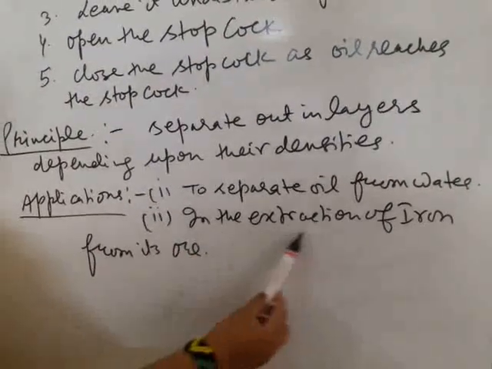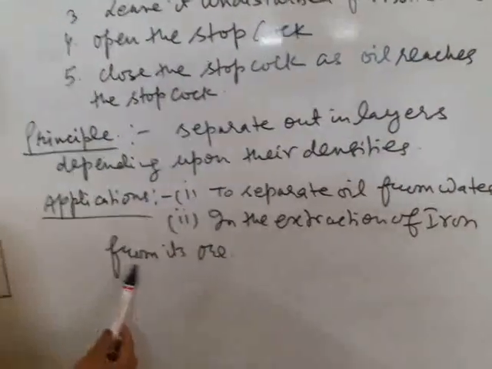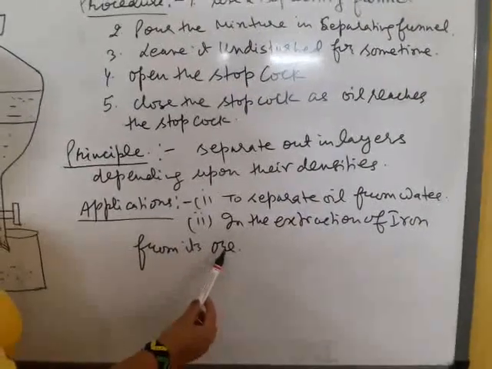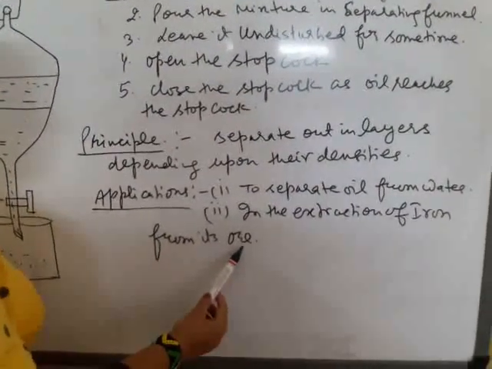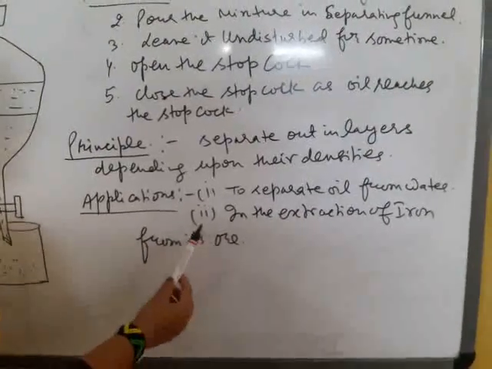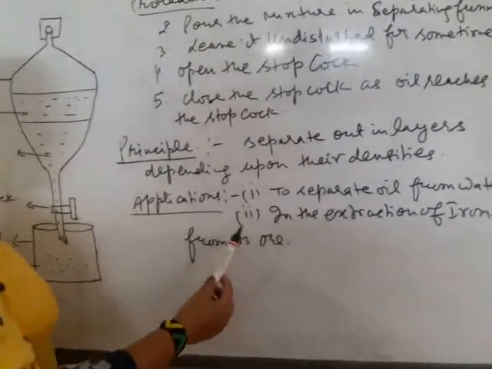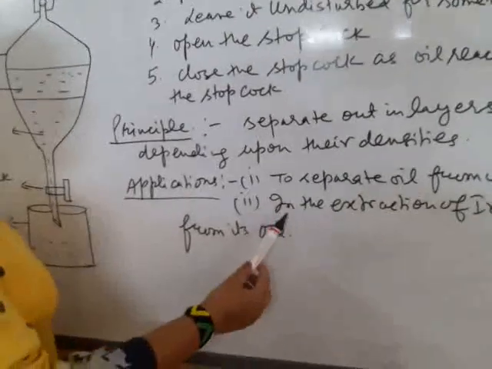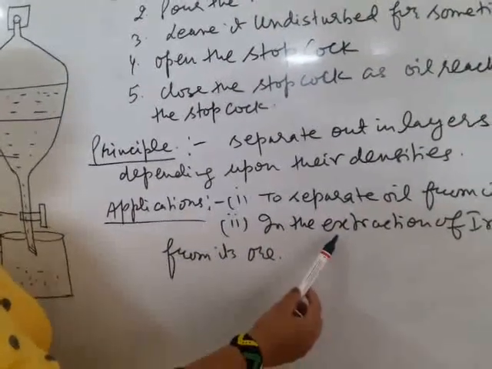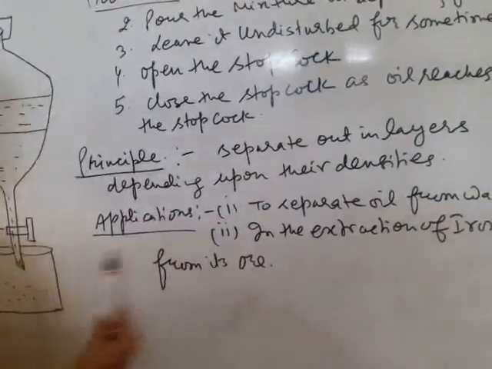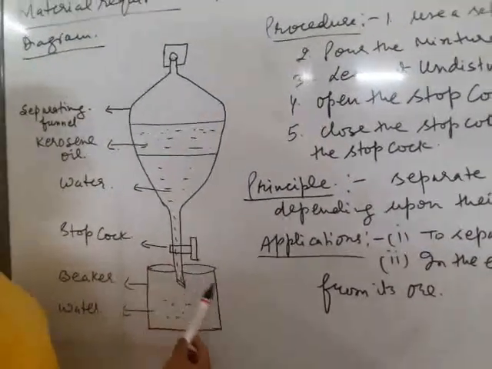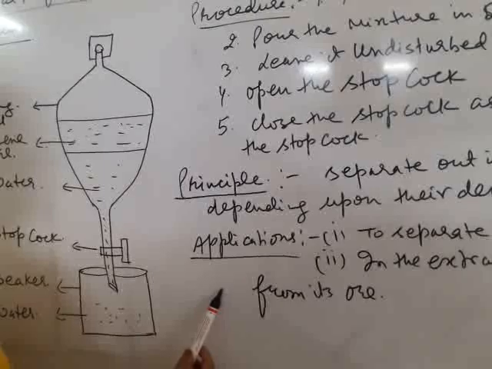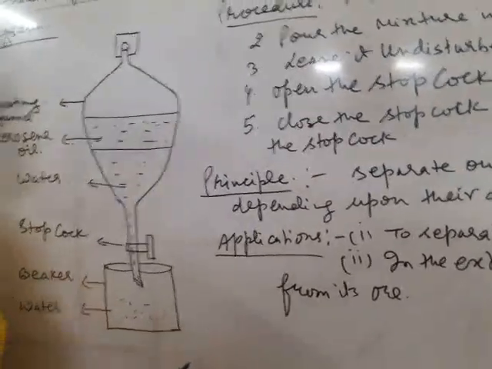Second is in the extraction of iron from its ore. The impurities in the iron are present in the form of lighter impurities, they are at the top, and the heavy metal in the molten state is at the bottom, and then it is separated out in this way with the help of a separating funnel.